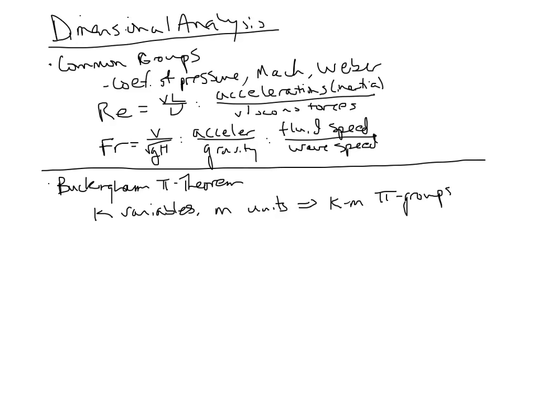How you get those groups, it really doesn't matter as long as you end up with k minus m groups and the set must include all variables. Once you reach that point, then you've got the necessary spanning set of dimensionless groups.